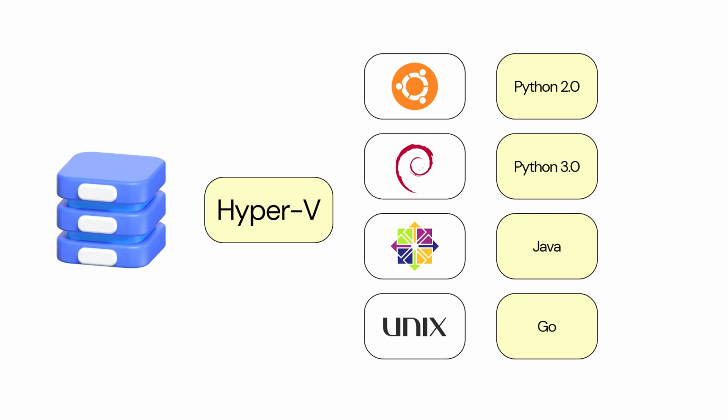On the first 25 GB you install your first operating system, let's consider Ubuntu. On the second 25 GB you install Debian. On the third 25 GB you install CentOS. On the fourth 25 GB you install Unix. And on each of them you can run Python 2 and Python 3, Java and Go.